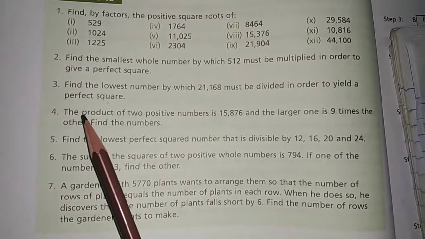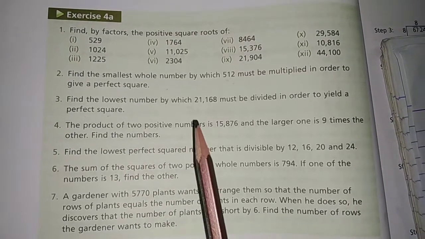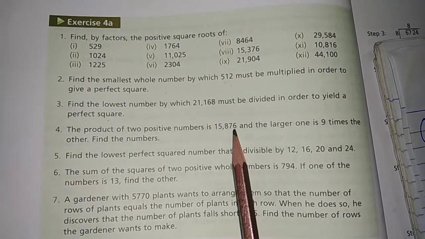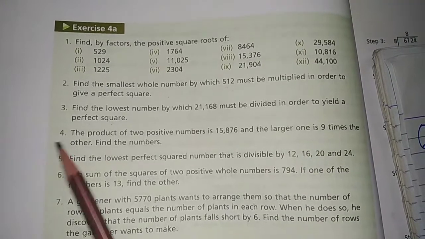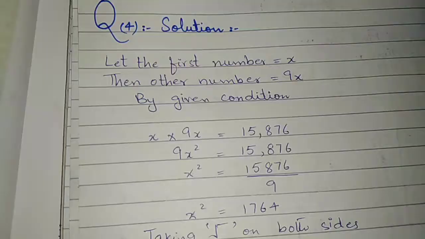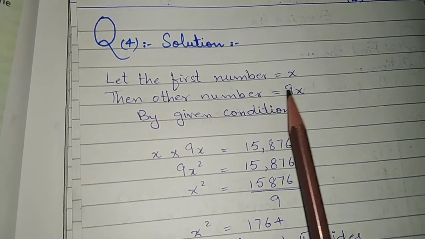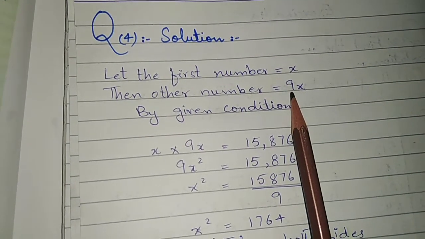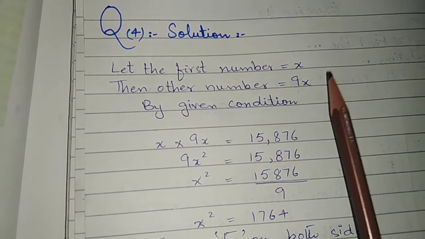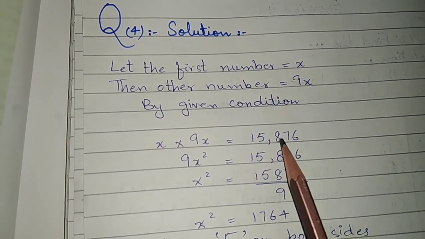Okay student, question number 4: the product of two positive numbers is 15,876 and the larger one is 9 times the other. Find the numbers. So let the first number be x, then the other number will be 9x because the larger number is 9 times the other. By the given condition, their product is equal to 15,876.